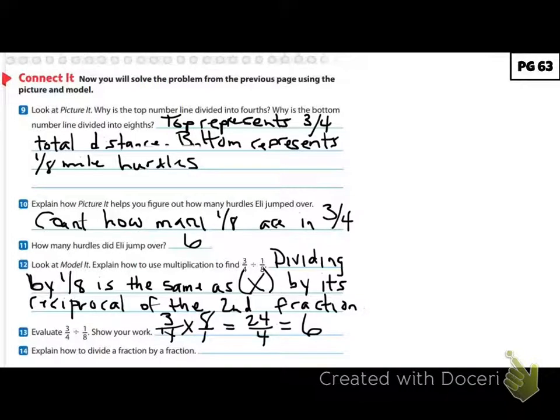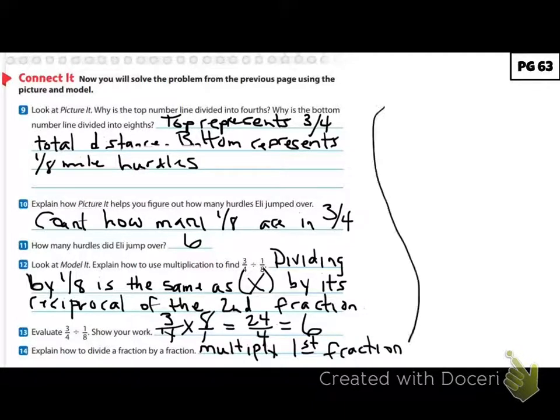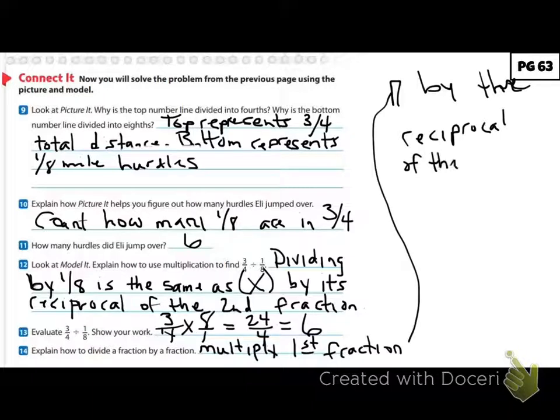Explain how to divide a fraction by a fraction. Well, you multiply the first fraction by the reciprocal of the second fraction.